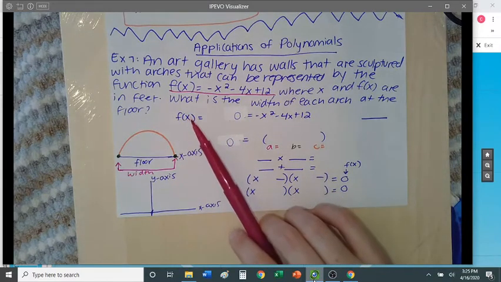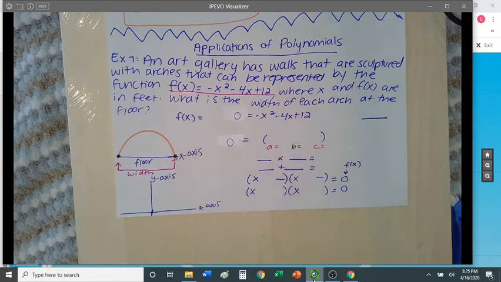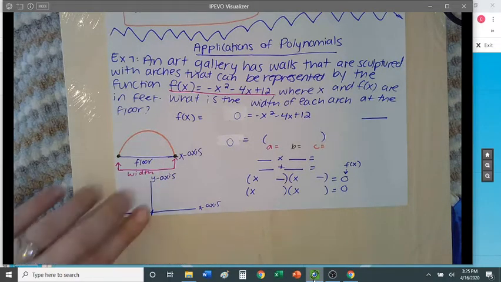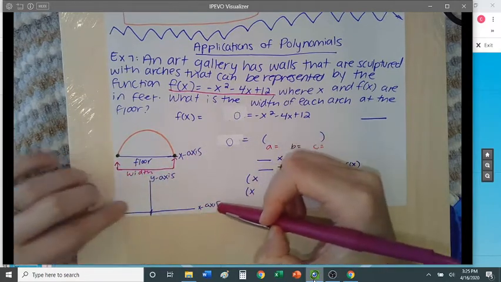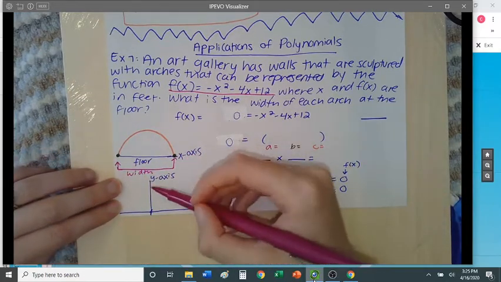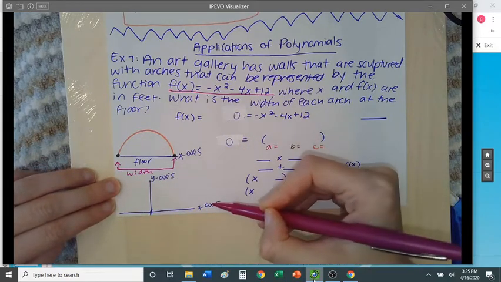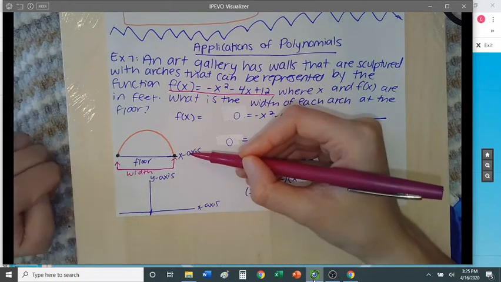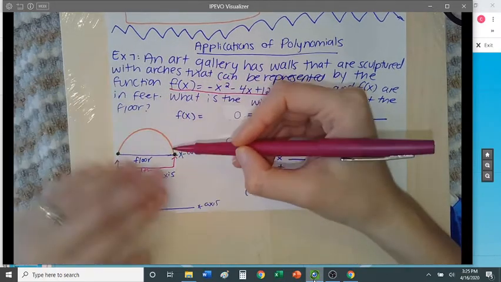And what they're asking for is what is the width of each arch at the floor. Okay, so we want to know how far apart are the arches when you're at the floor. So I kind of have this floor drawn right here, which is going to represent our x-axis. Like if we have a coordinate grid right here, the floor of the arch is going to be the x-axis. So this is representing the x-axis.